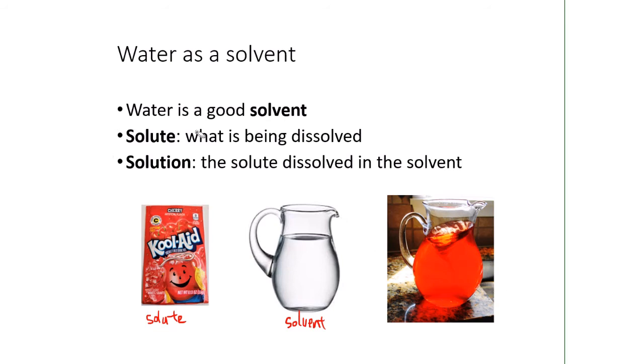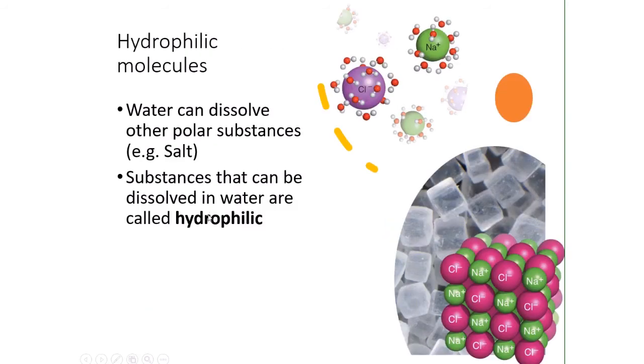So in the body, we have a lot of water. Like I said, 70% of the body is water, and a lot of the electrolytes, a lot of the ions that we need are going to be dissolved in that water. So water, because it's polar, is able to dissolve other polar substances or ionic substances.